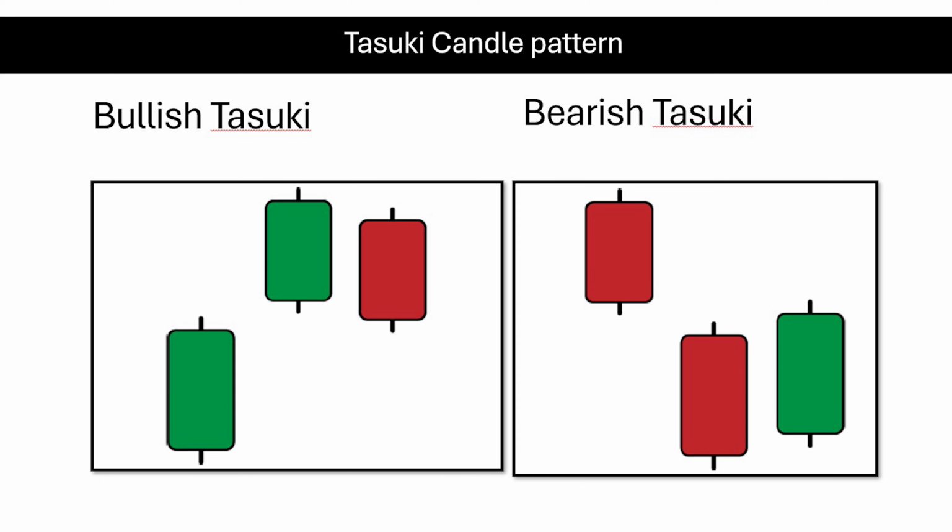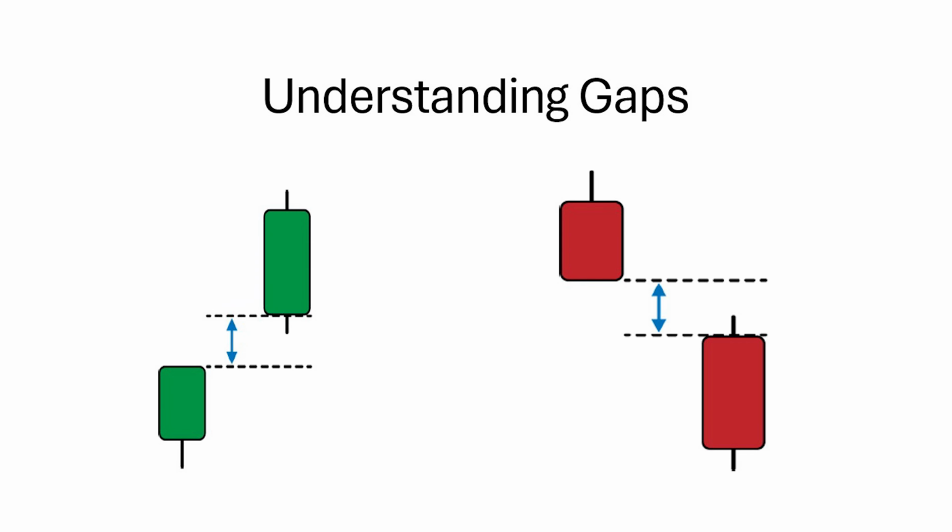Tasuki pattern is a trend confirmation configuration where the market gives a continuation signal after an unfilled gap. So before we dive into what the Tasuki pattern is, it's crucial to understand what the gaps are and how the gaps are formed in the market. Now let's first understand what the gaps are.